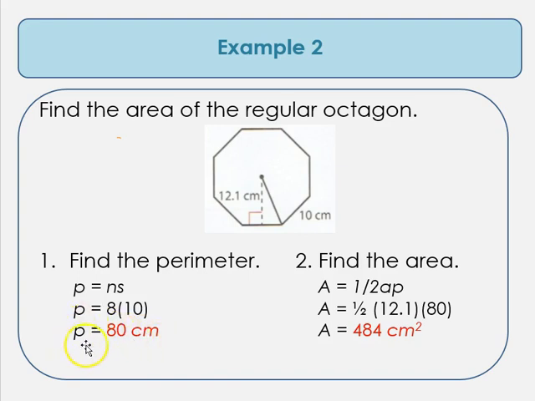Now we can take that P for perimeter and substitute it into our formula. And our formula is 1/2 AP. So 1/2 apothem, 12.1, times the perimeter, 80 centimeters. And multiply, and you have 484 centimeters squared.